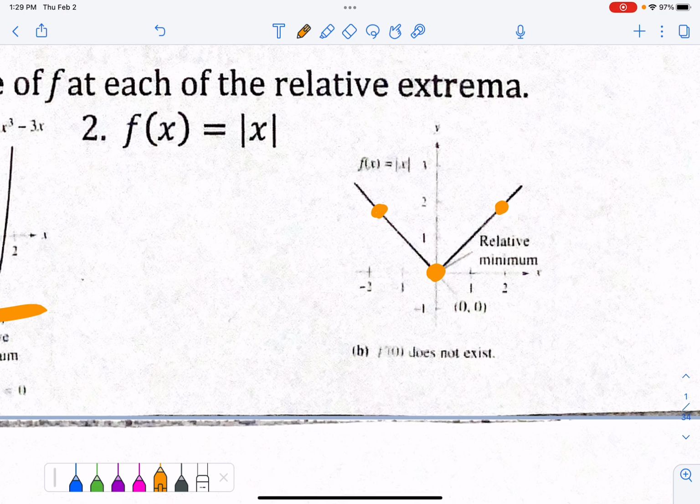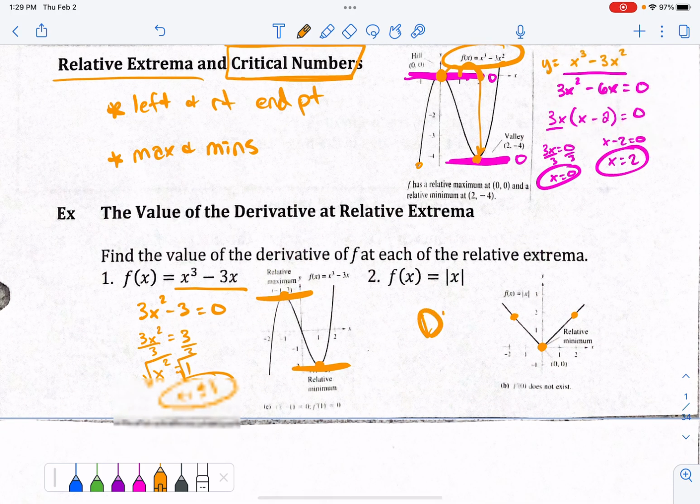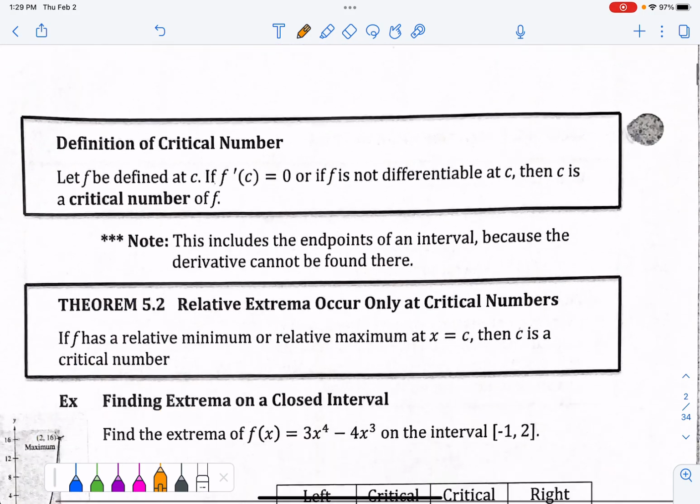What is the dot called? The tippity tip. A cusp. At that tippity tip, you cannot find the derivative, so the derivative does not exist. Kind of like a Mount Everest thing. Okay, good. We're good.